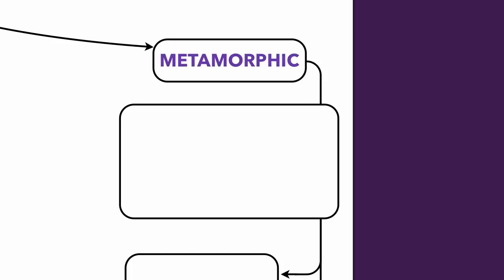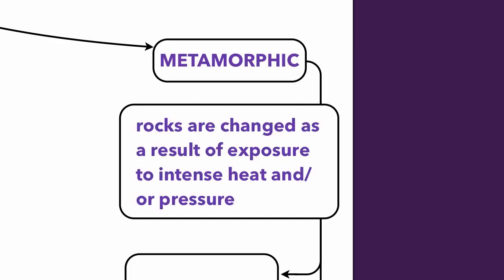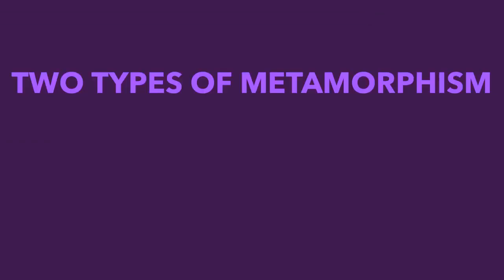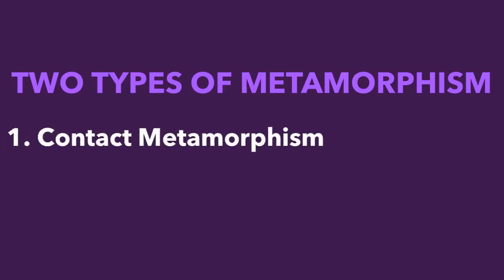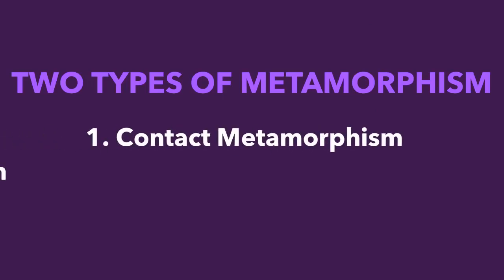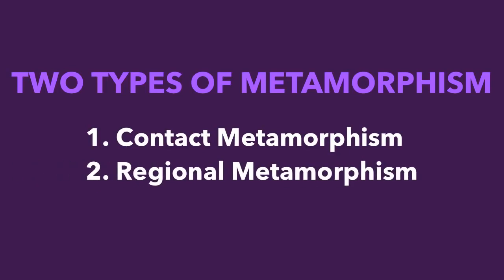And now our metamorphic rocks, these are ones that are going to undergo some sort of change, a metamorphosis. And what drives that change is exposure to heat, really intense heat, or pressure, intense pressure. So metamorphic rocks are rocks that are changed as a result of exposure to intense heat and/or pressure. So there are two types of metamorphism that occur in nature. The first type is called contact metamorphism, and the second is called regional metamorphism. So let's talk a little bit about the difference between these two.